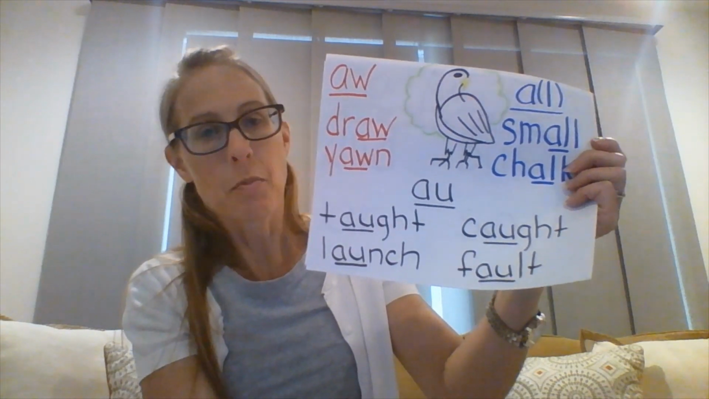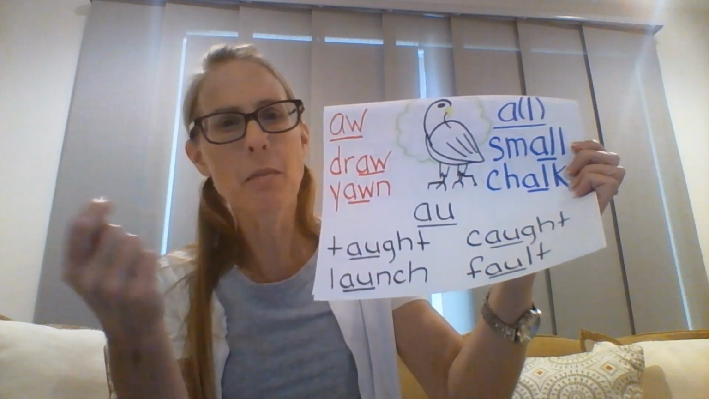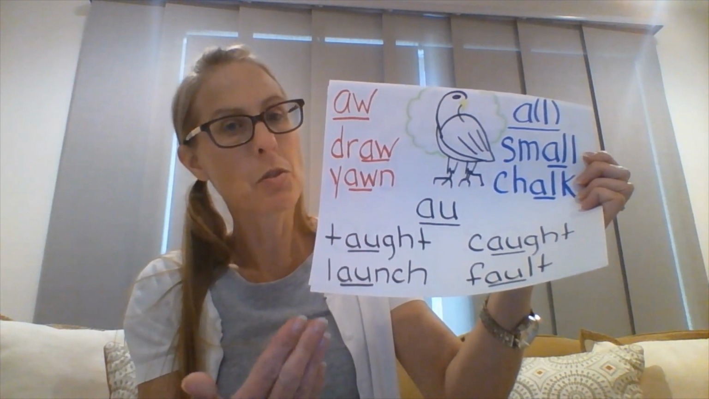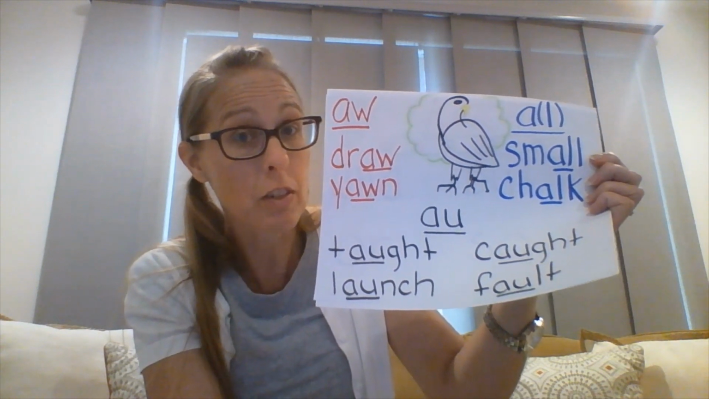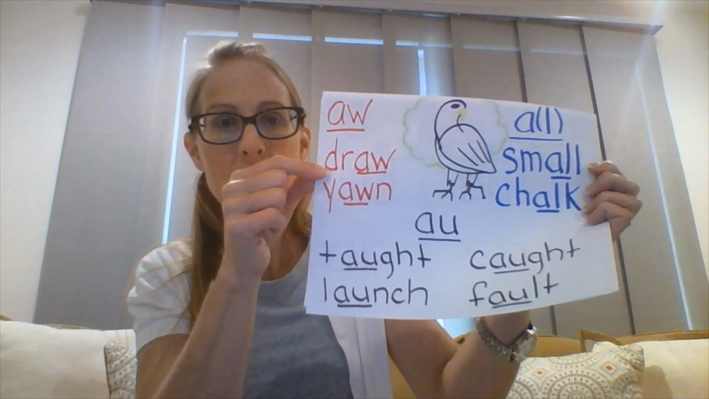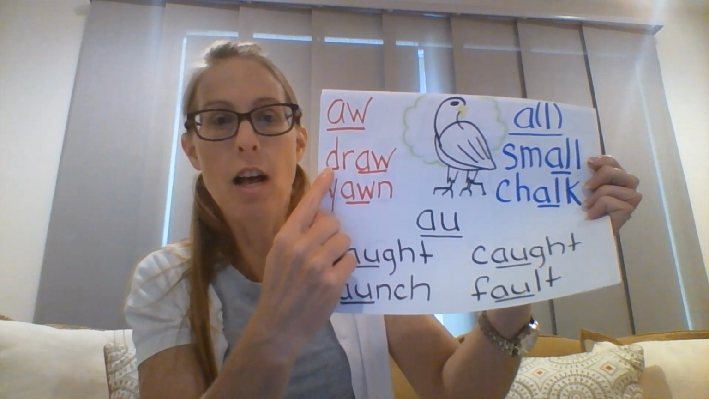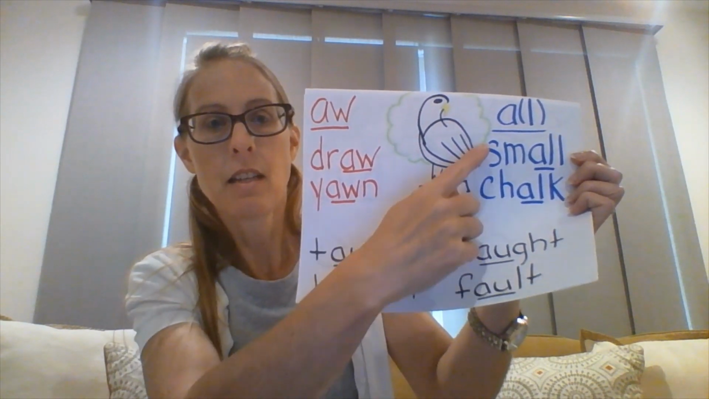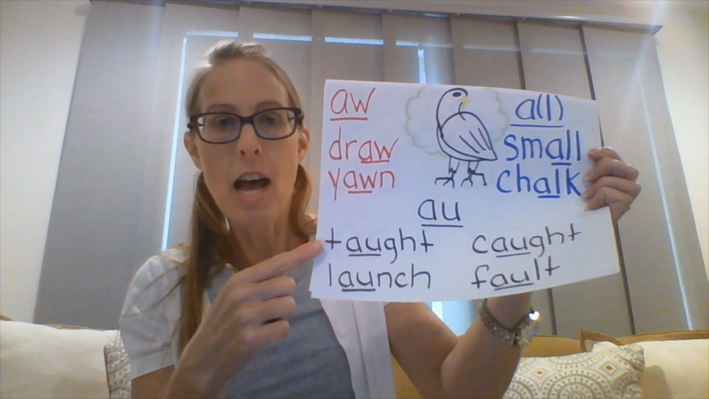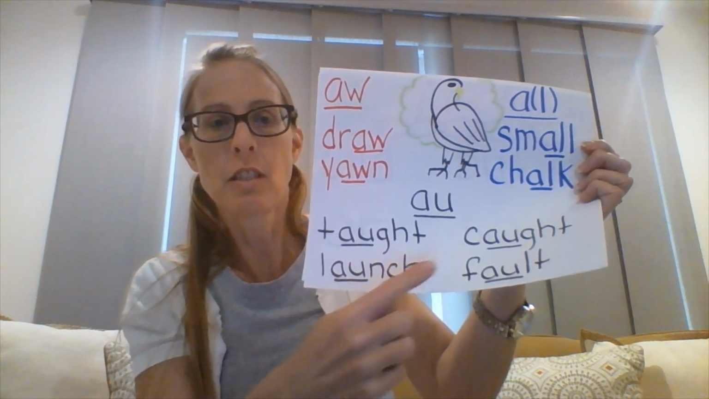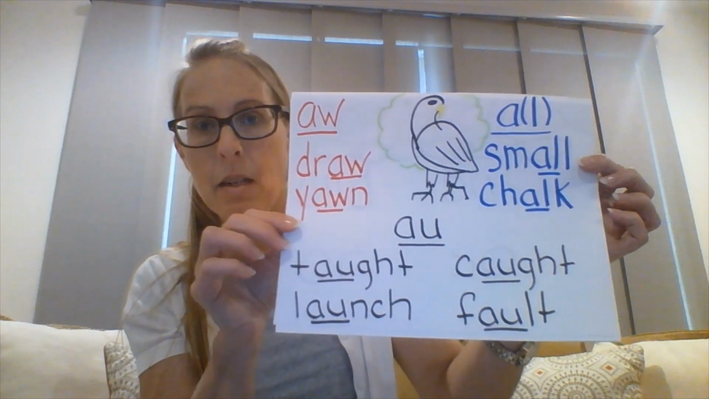So let's pause here. Remember, you want to read these words at least 5 times. Get pretty quick with them. Be able to sound them out because you have to be able to spell them. You need to be able to sound them out first, correct? Okay. Really quickly together, and then you can pause it and do it on your own. Draw, yawn, small, chalk, taught, launch, caught, fault. Okay, pause it here and practice on your own.